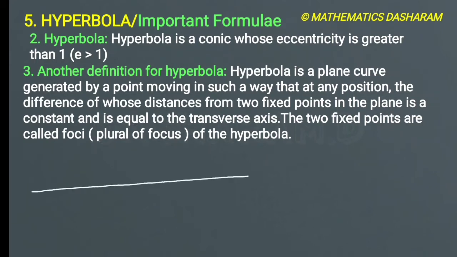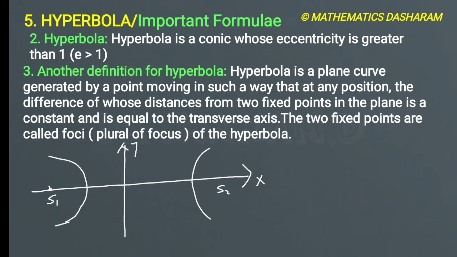Let's draw a diagram. So here is a hyperbola diagram. This is the x-axis and this is the y-axis. Let's take the focus here S1, one more focus S2, and let's take the moving points. Here is P1 and here P2. Let's take one more, here is P3.